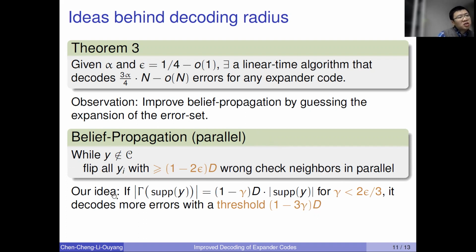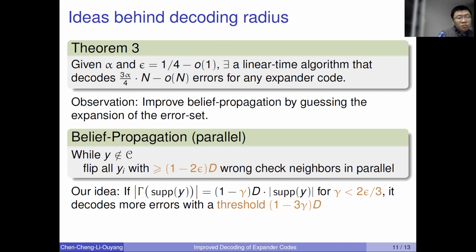So our key idea is that if we can guess the expansion of y at every moment, say at this moment, the neighbor set of the support set of y is of size 1 minus gamma times d times the size of the support of y, for some gamma less than 2 epsilon over 3, then if we reset the threshold of 1 parity checks in belief propagation to 1 minus 3 gamma d instead of 1 minus 2 epsilon d, it does decode more errors.